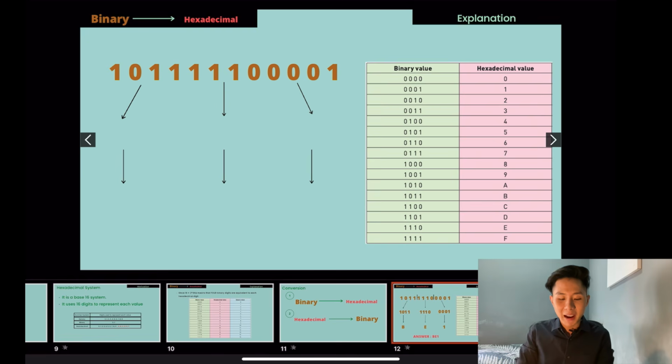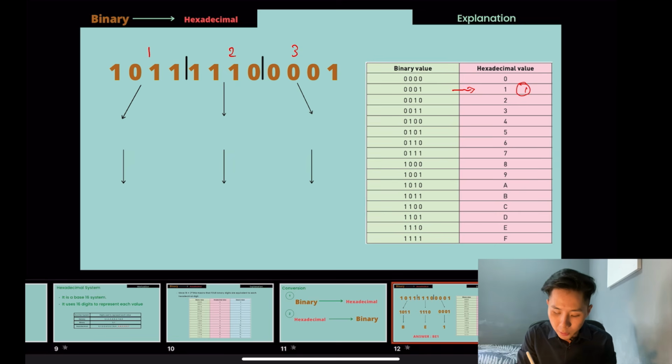So imagine this is the binary value that we have, 1011 1110 0001. And the way we can construct the hexadecimal of this binary, the first step is to split the binary into chunks of 4. Alright, so we have 3 chunks here, first chunk, second chunk, and third chunk. And using the table that I introduced just now, we can map these chunks of binary into their respective hexadecimal values. So let's find 0001. If we look at the table, it is 1 in hexadecimal, so I just put 1 here.